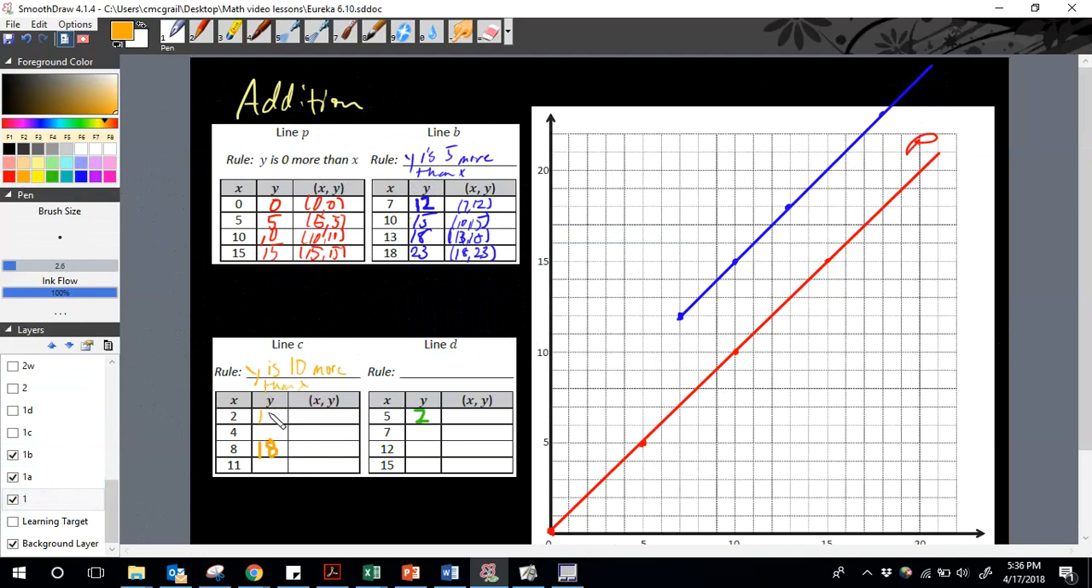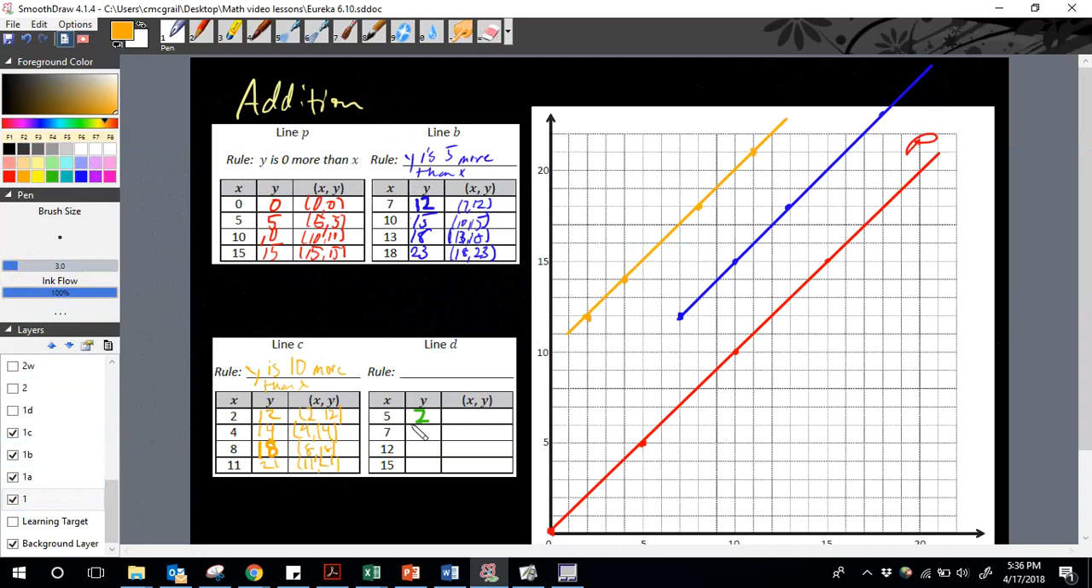So we've got (2, 12), we've got (4, 14), and we've got (11, 21). And this one is going to be (8, 18). Go ahead and graph that on your paper. It should look like this. And here is my line. And our last rule, when x is 5.